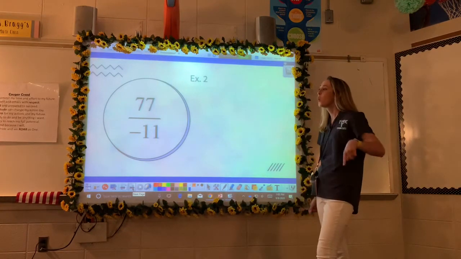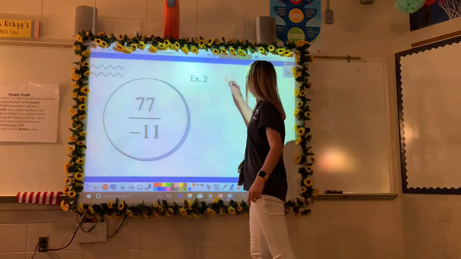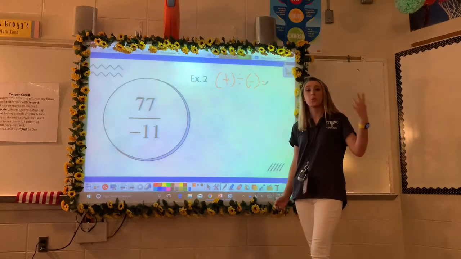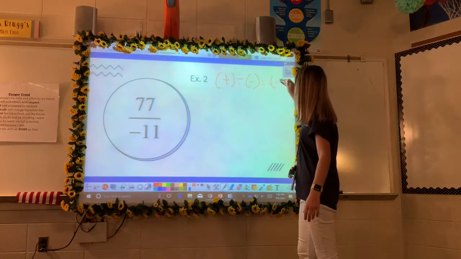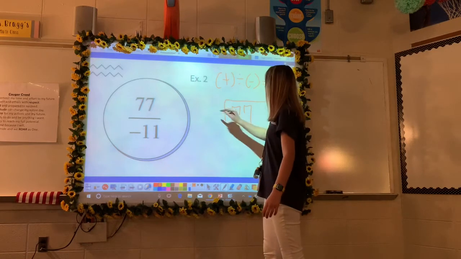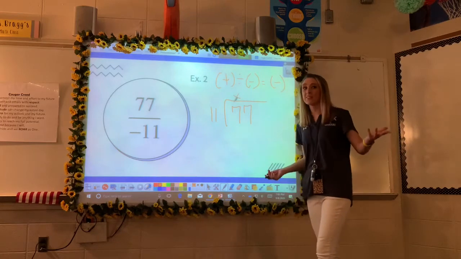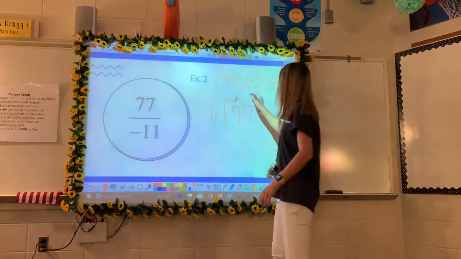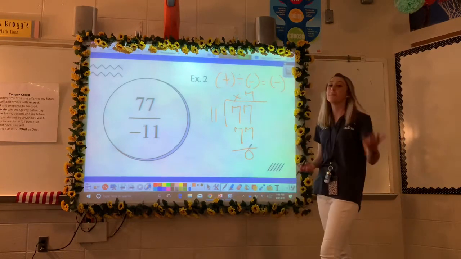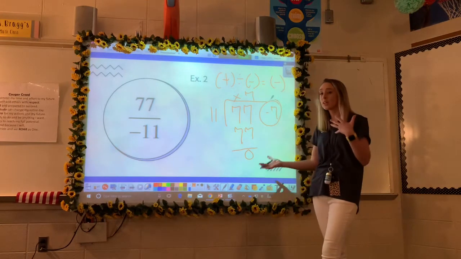So number 2, we have a positive 77 divided by a negative 11. So we have a positive divided by a negative, two different signs. If we have two different signs, our answer should be negative. So we're doing 77 on the inside and 11 on the outside. 11 can't go into 7, and it can go into 77 how many times? 7 times. So our answer is 7, but remember it needs to be a negative 7. Okay? Hopefully y'all are okay with this.